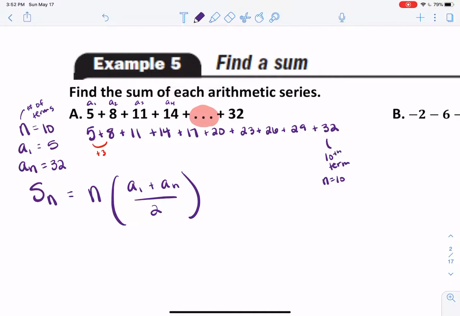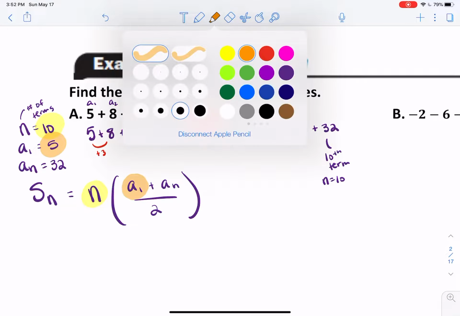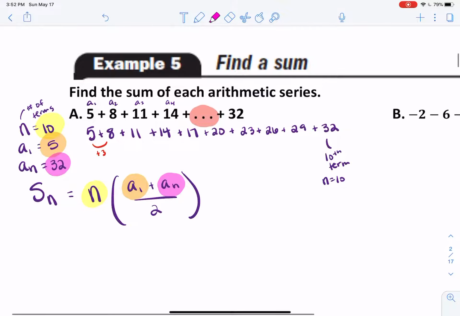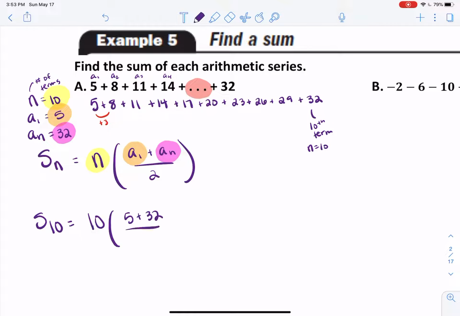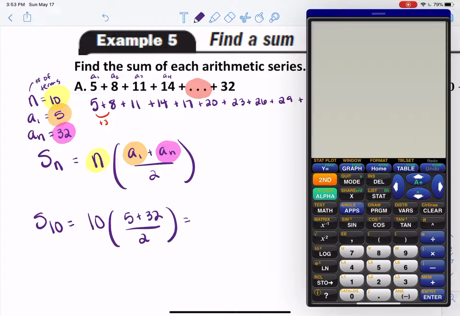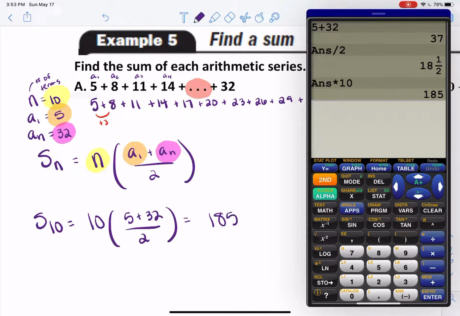Now we've got n to plug in here, we've got our 5, and we've got 32. We have everything that we need to finish this. The sum of our 10 terms is equal to 10 times 5 plus 32, divided by 2. You can always simplify a little bit: 5 plus 32, divided by 2, times 10, which is equal to 185.